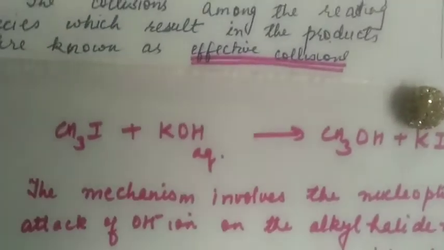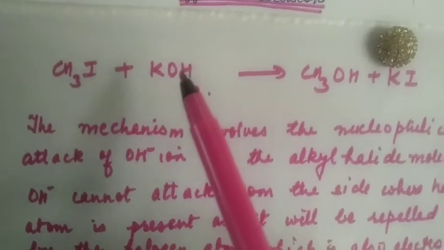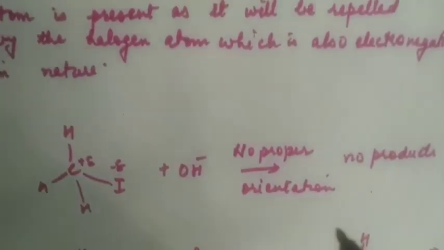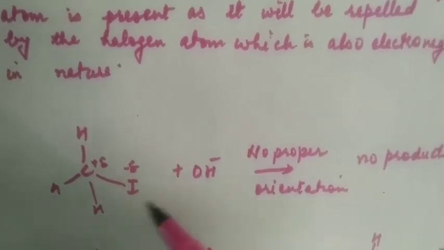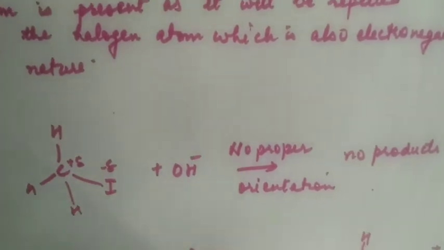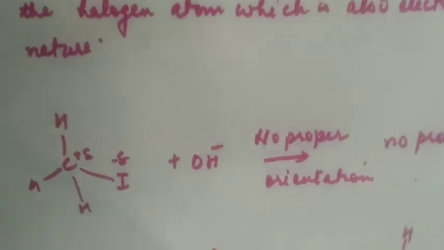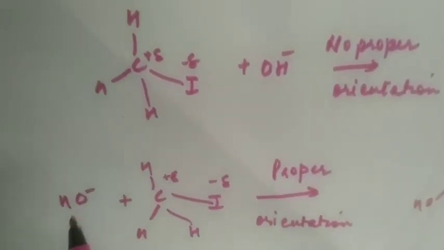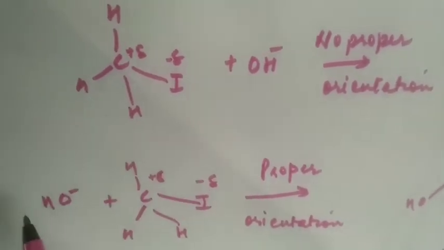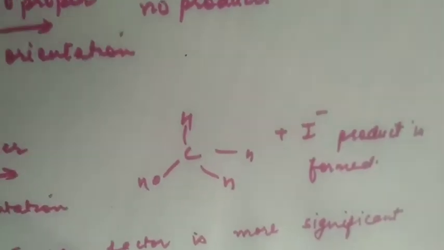This is the reaction: methyl iodide plus aqueous potassium hydroxide forms methyl alcohol and potassium iodide. Now, the mechanism involves the nucleophilic attack of OH negative on the alkyl halide molecule, and this OH negative attack cannot take place from the side where the halogen or iodide atom is present, because this is negatively charged and it is going to repel the hydroxide ion. So if the attack is from this side, the orientation is not proper and no products will be formed. For the reactants to form products, the hydroxide nucleophile must come from the back side of the molecule, opposite to the iodide. Then they are properly oriented, and the hydroxide ion can approach and form the product alcohol and iodide.